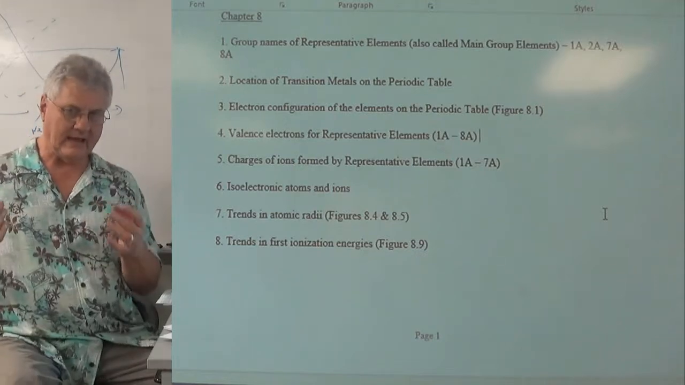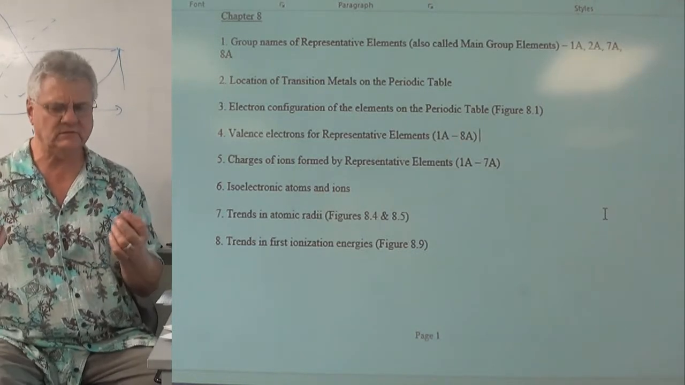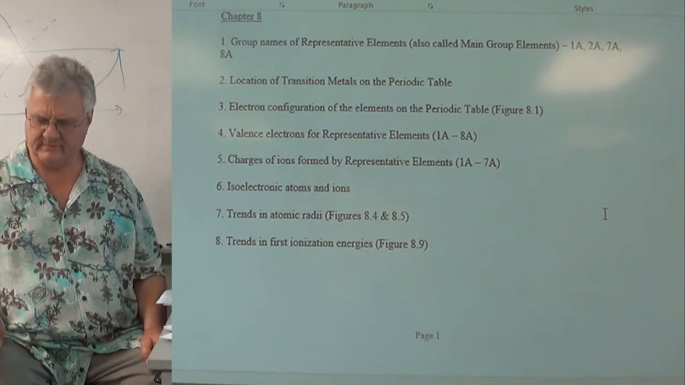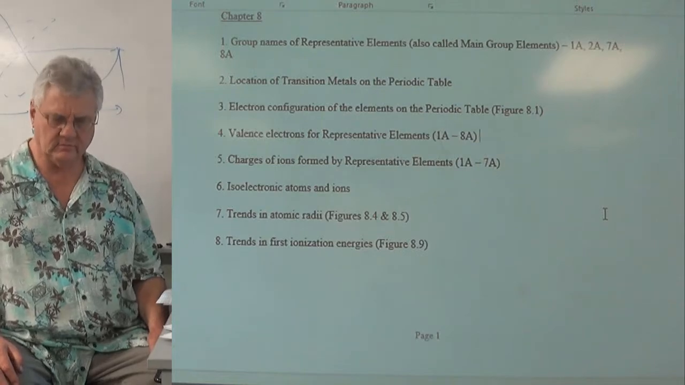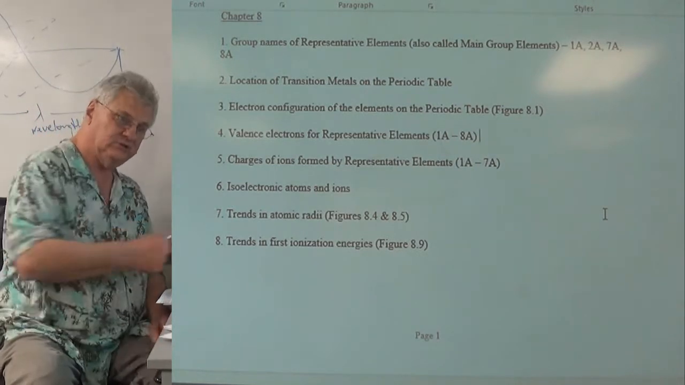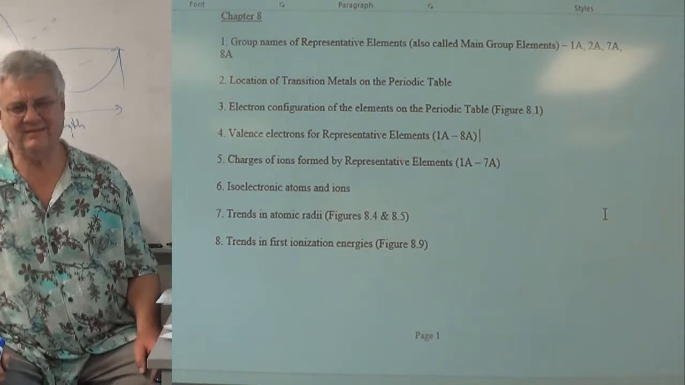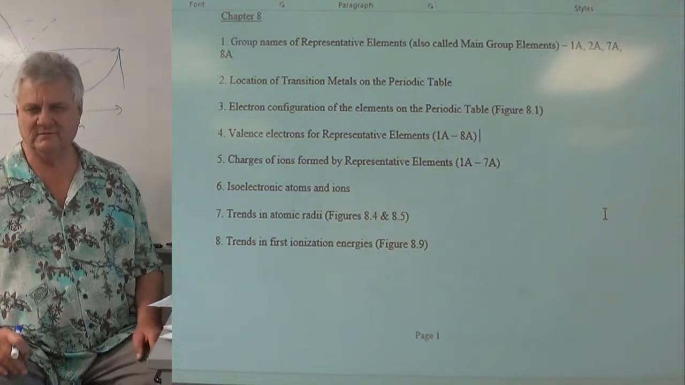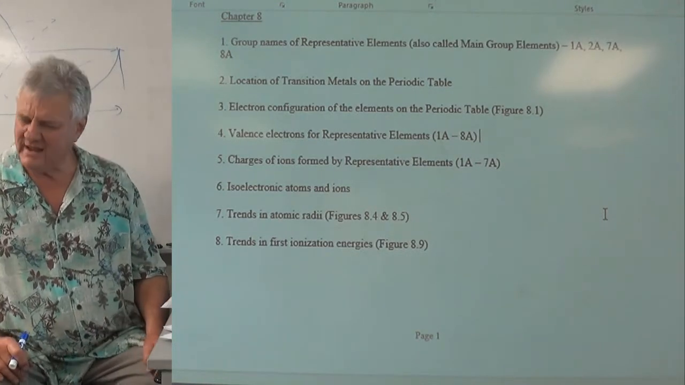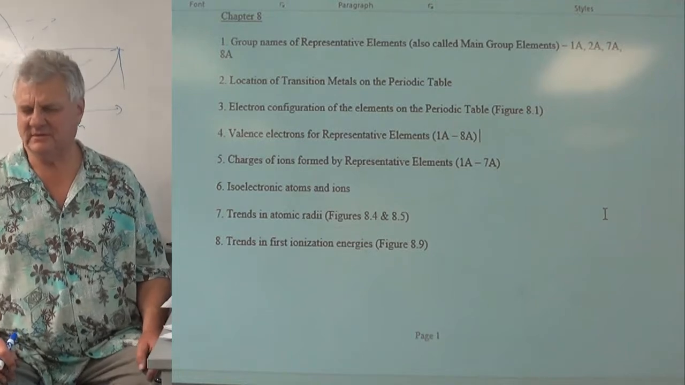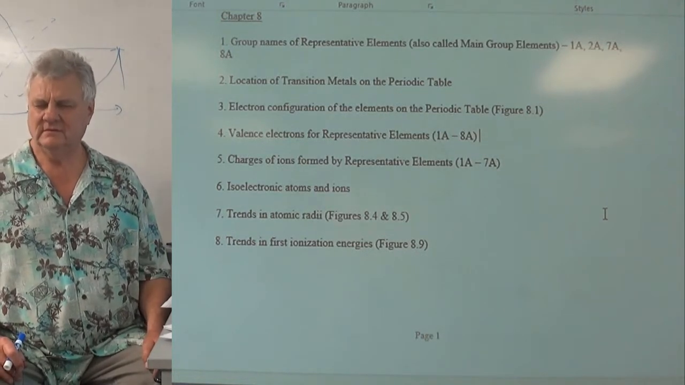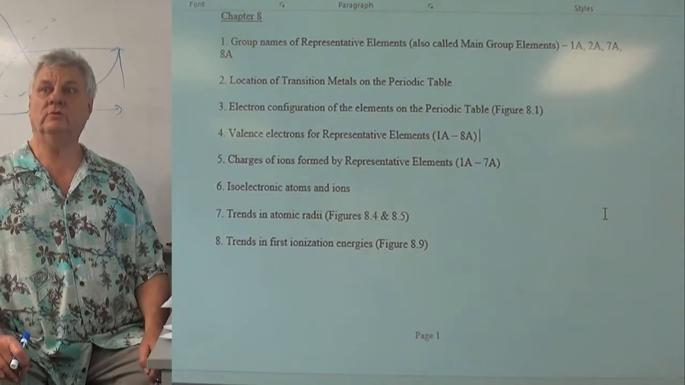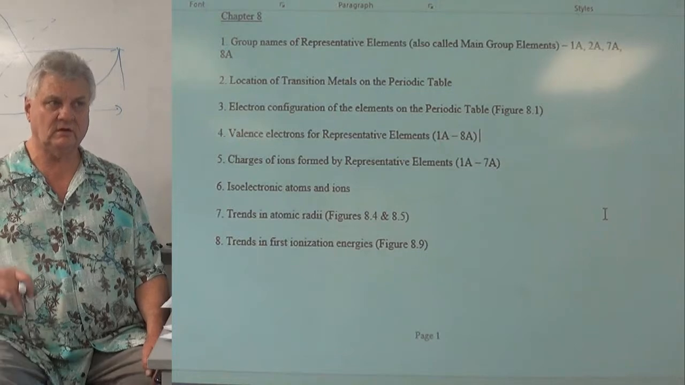When an atom and an ion, or two ions, are isoelectronic, they have the same number of electrons, and therefore the same electron configuration. Now, this doesn't apply to the transition metals. When the transition metals form ions, they don't necessarily have the same electron configuration as the other transition metal that has the same number of electrons. So this applies to the main group elements, the first two columns and the last six.